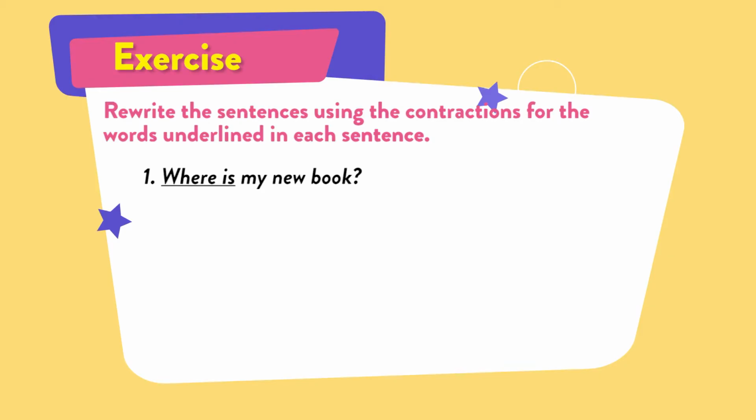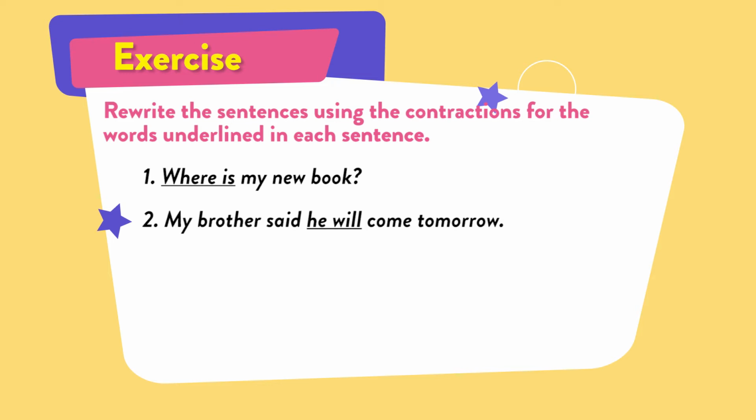I'll give you the instruction again. I'll read the sentence, then you will simply write the contraction for the two words that are underlined in that sentence. So you can read along as I read for you. Are you ready? Let's go. Number 1. Where is my new book? Write the contraction for the words "where is."